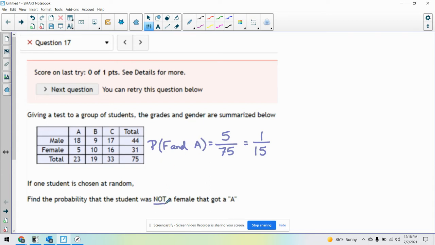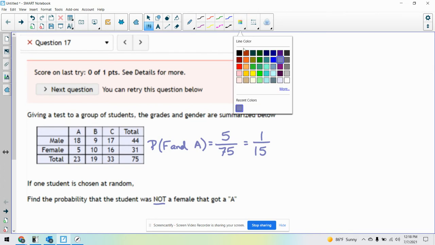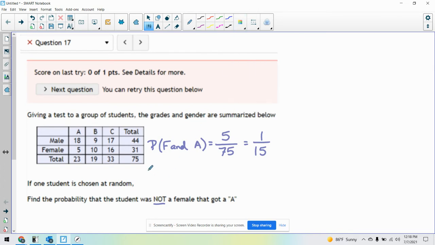But I want to find the complement. So you can write that like this. The probability of female and A, and a bar on top symbolizes not that, the complement. Well, let's say I was talking about the weather. If there was a 30% chance of rain, what's the percent chance of not rain? Well, that's just the remaining percent. That's going to be 100 minus 30%, which will give me 70%.